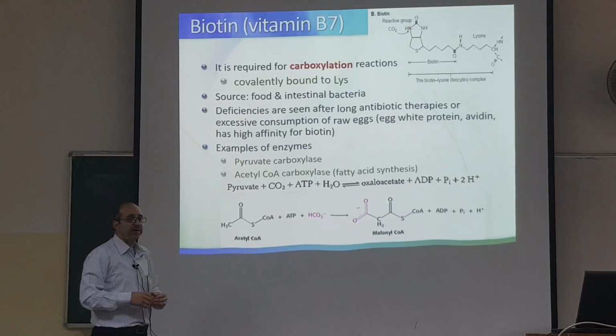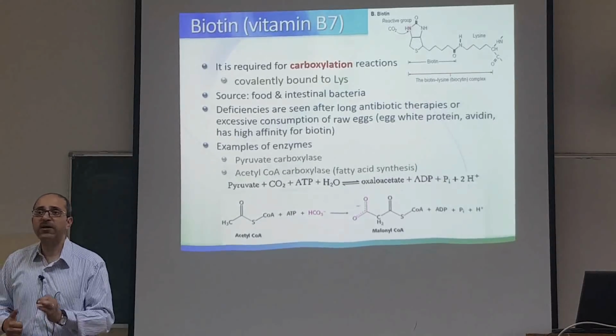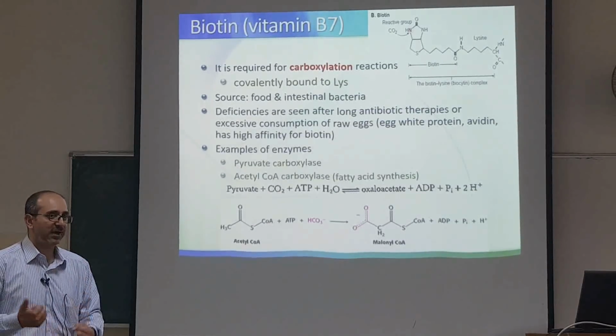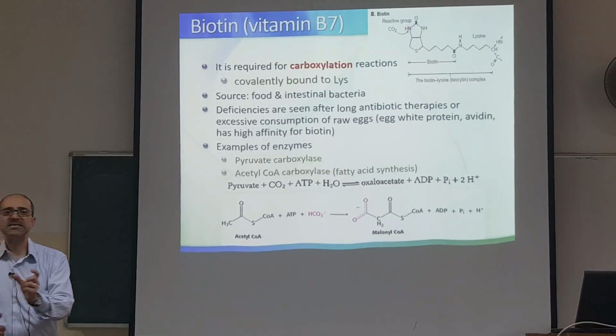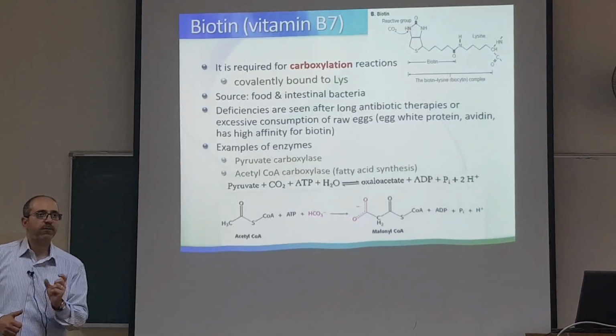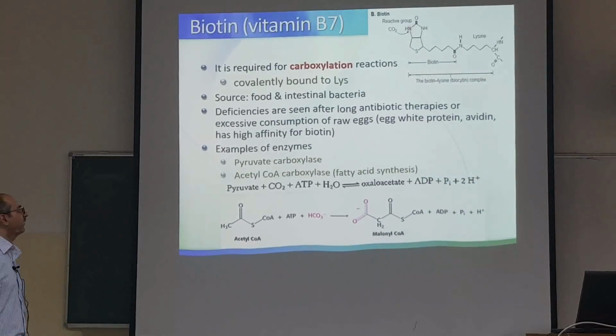طيب البيوتين binds to the active site of the enzyme. Specifically it binds مع lysine the active site. فبصير عندي هذا المولكيول اسمه biocytin. فالبيوسايتين هو هذا الاكتف فورم هو هذا الفانكشنال فورم اوف ذا بيوتين.